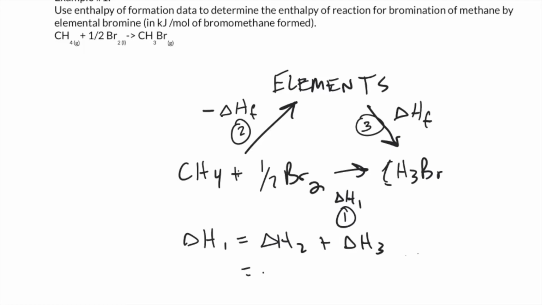So delta H2 is equal to negative 74. And then we're going to add that to the delta H of formation for bromomethane, which is negative 36. We do the math, we get positive 38 kilojoules per mole. The same answer that you got from using your equation, okay? So, same problem, just two different ways to solve it.